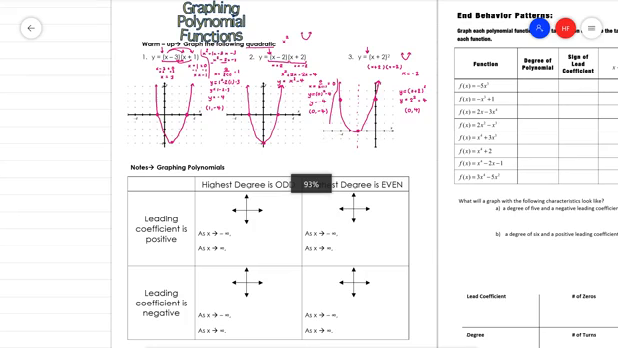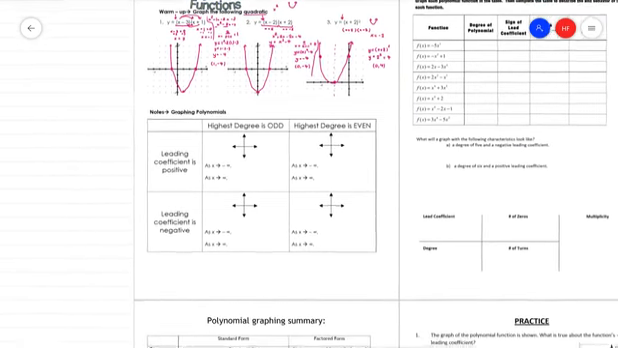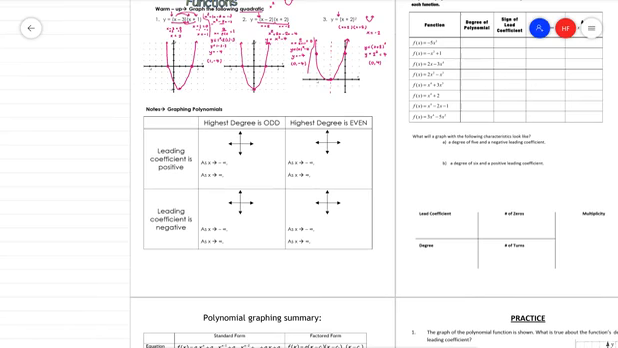So now when we're graphing polynomials, that means we have a degree that is most likely higher than just a square. So we're going to be dealing with cubics and quartics and quintics. And so remember we found the end behaviors for our polynomial functions by the degrees and the lead coefficients.